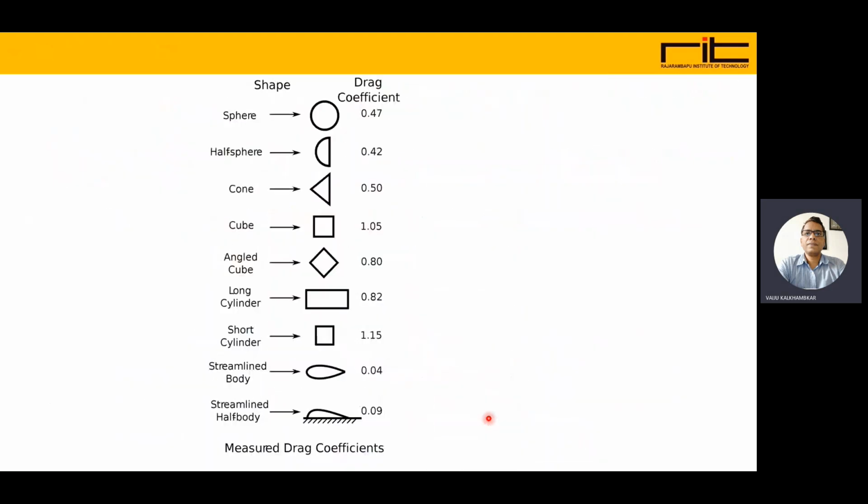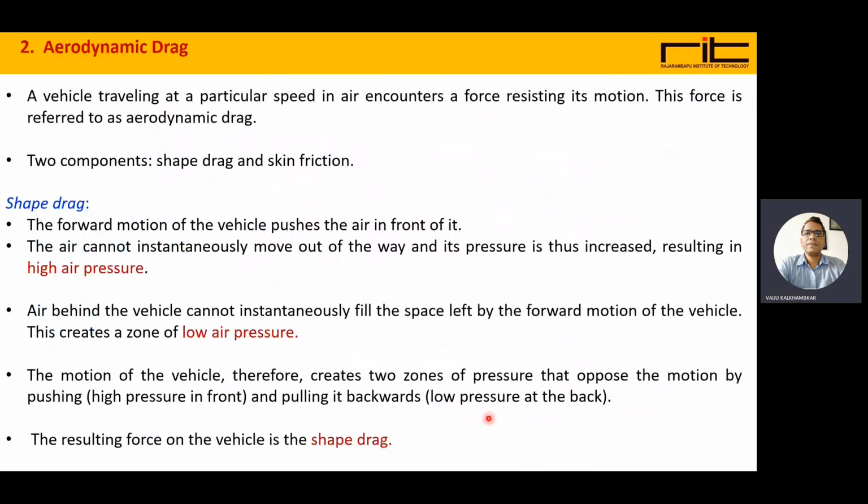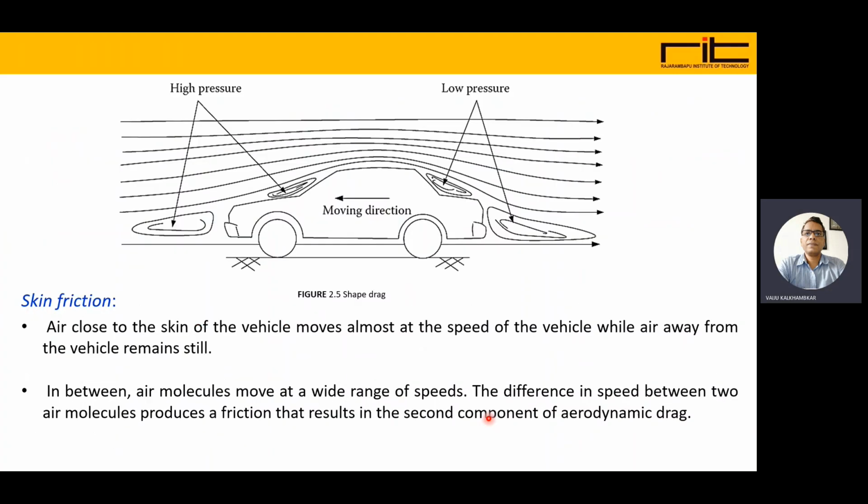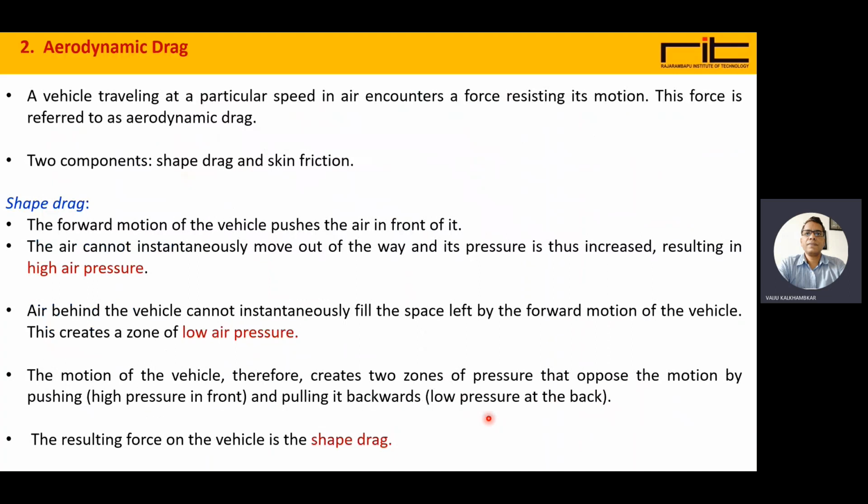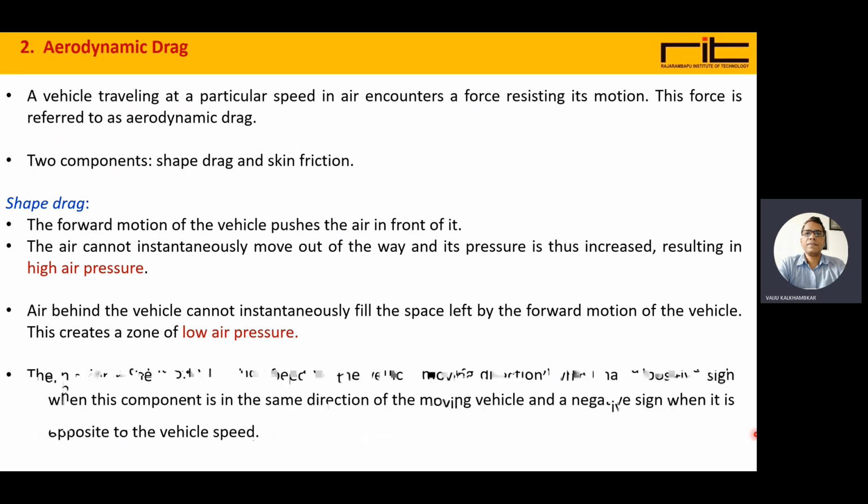Now this is the summary about the aerodynamic drag. Aerodynamic drag has two components. One is the shape drag and another is the skin friction. Shape drag is because of the shape of the vehicle, where air opposition is there at the front end, also at the back end. At the front end, a high pressure zone is created, so it pushes back the vehicle, and at the back end of the vehicle, there is the pulling action of the air, so the resultant force is opposing the motion of the vehicle.